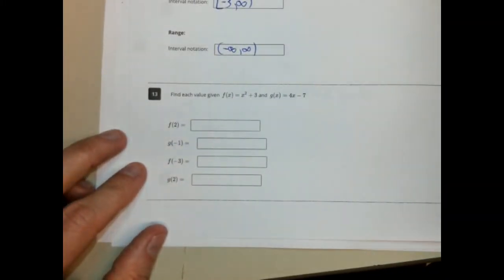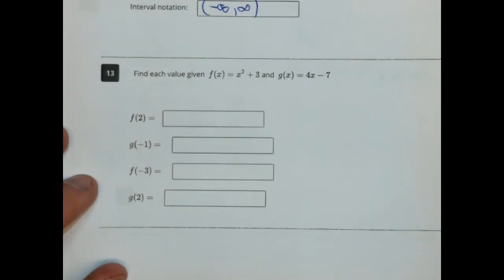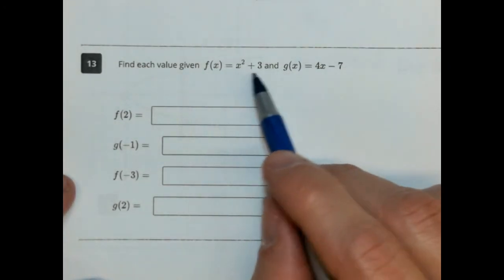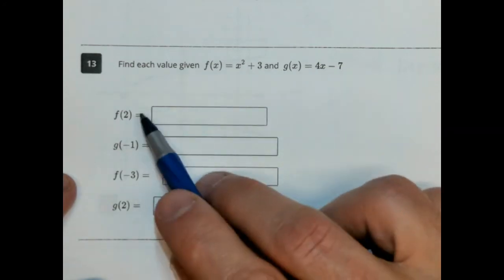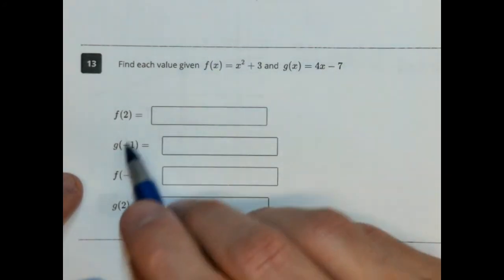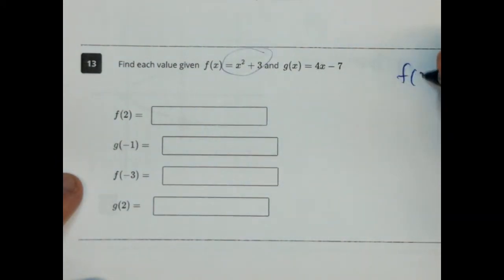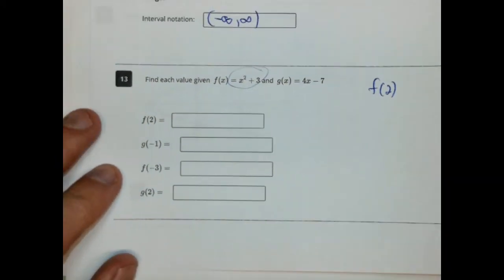Okay, we got some function notation here. So we're going to plug in. Okay, so we have two functions. We have the f function and the g function. Find f of 2. So this is our f function. So we're going to say f of 2. Oh, let me zoom out so you can see this. Hold on.